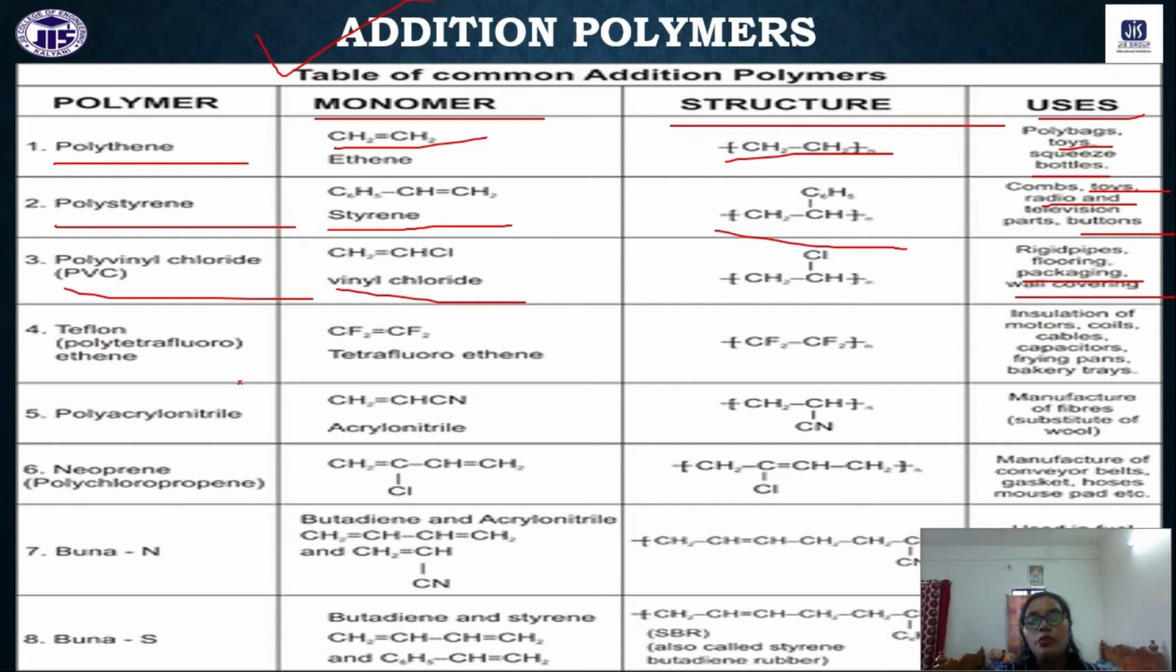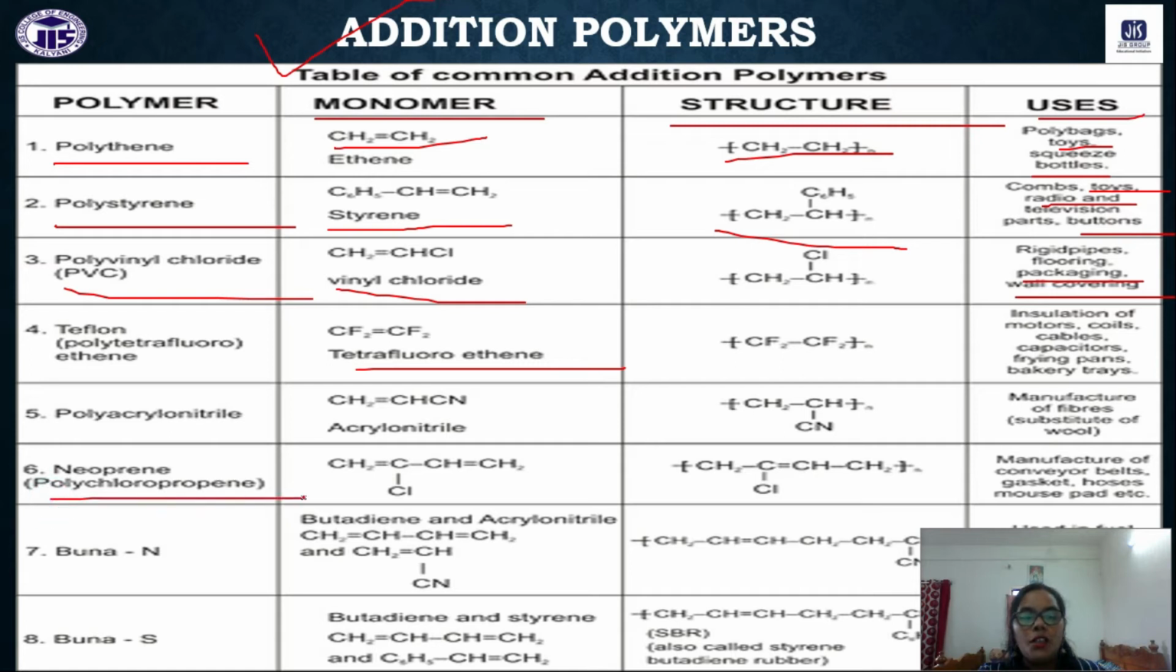Now Teflon, we all know what Teflon is used for. Teflon is tetrafluoroethene, okay, CF2. This is the monomer. Teflon generally we use in cooking utensils, non-stick cookware. There we have the Teflon coating. Okay, so this is the use of the Teflon.